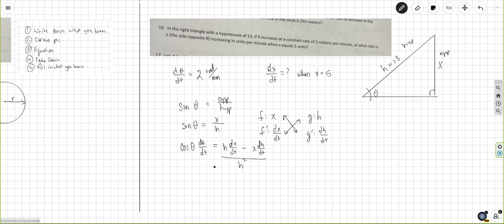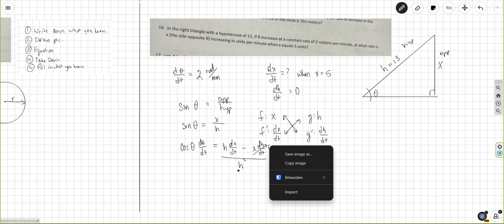Now, we know a little bit here, but one thing we want to point out is that nowhere in this problem does it tell us that our hypotenuse is changing. So we're going to make the assumption that h is a constant 13, which means dh/dt is 0. Okay, which is going to help us out a lot. That means that this thing is 0. It's out of here. We don't have to worry about it.